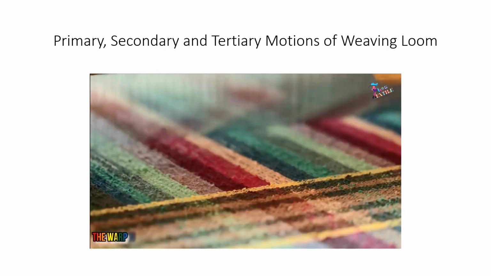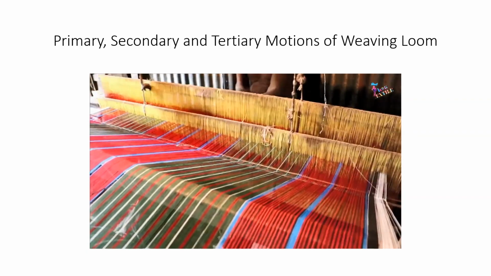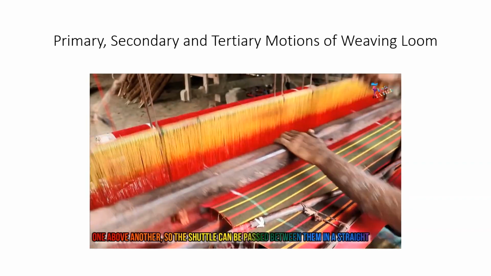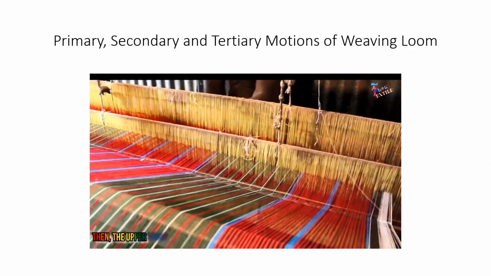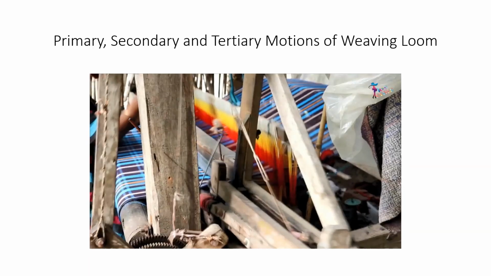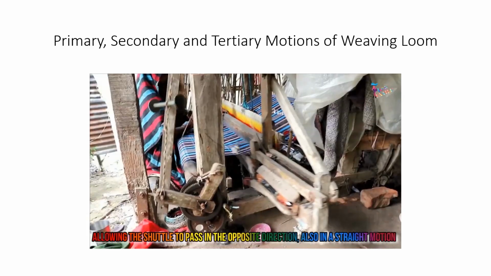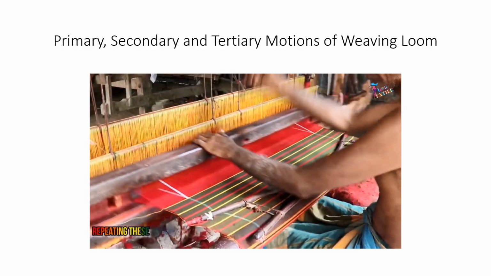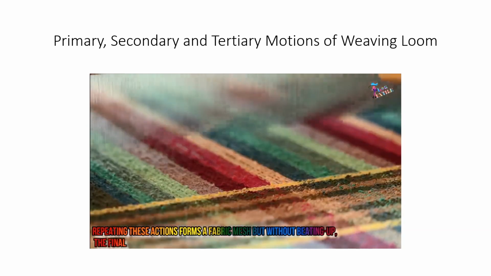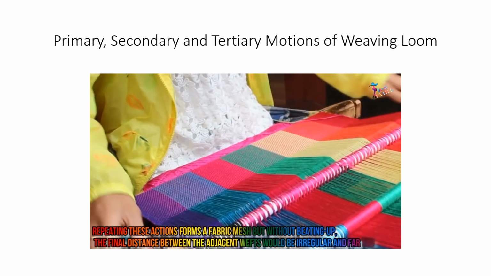The warp is divided into two overlapping groups or lines that run in planes, one above another, so the shuttle can be passed between them in a straight motion. Then the upper group is lowered by the loom mechanism and the lower group is raised, allowing the shuttle to pass in the opposite direction, also in a straight motion. Repeating these actions forms a fabric mesh, but without beating up, the final distance between the adjacent wefts would be irregular and far too large.